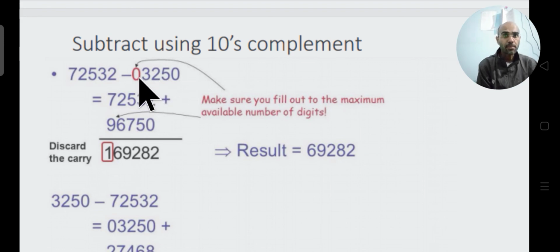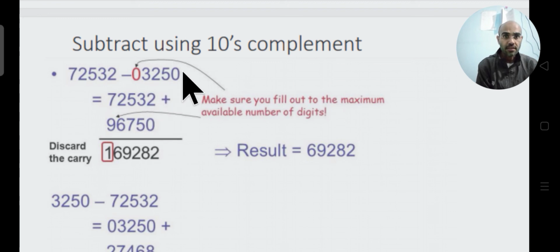The nines complement of the number is obtained by subtracting this number from all nines. So if we subtract this number from all nines, we get 9 minus 0 as 9, 9 minus 3 as 6, 9 minus 2 as 7, 9 minus 5 is 5, and 9 minus 0 is 9. But we have to add 1 also. So adding 1 will become 10.